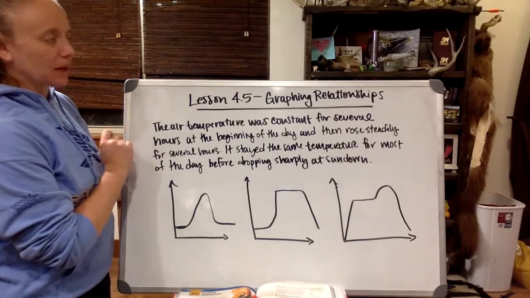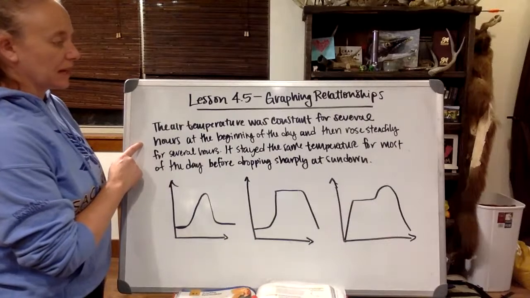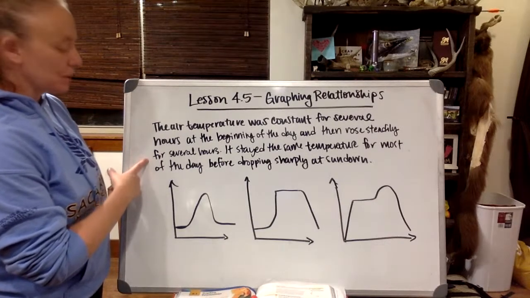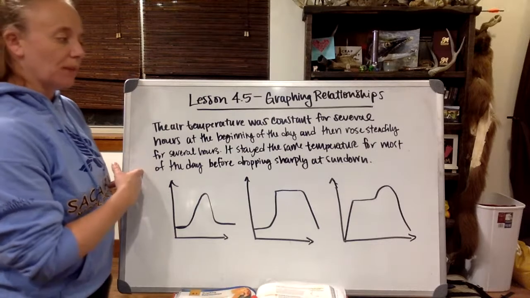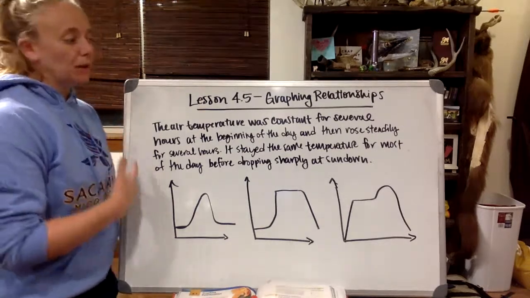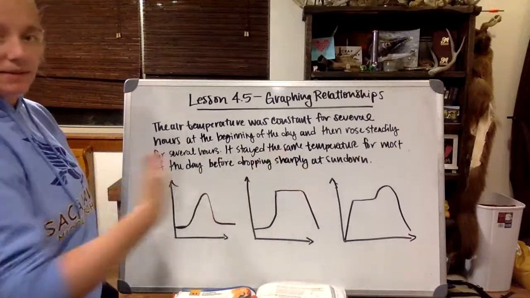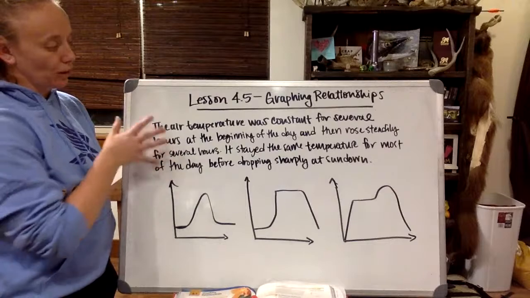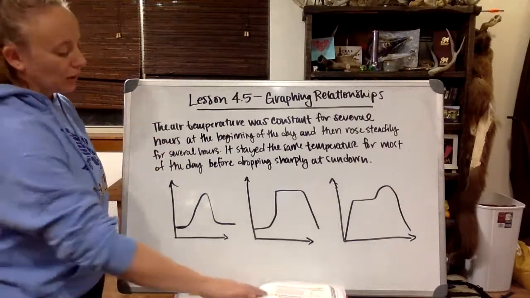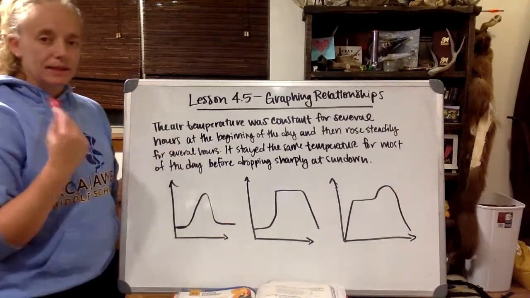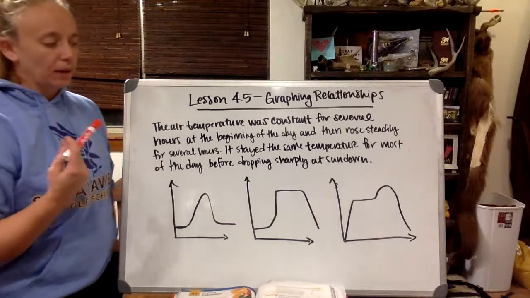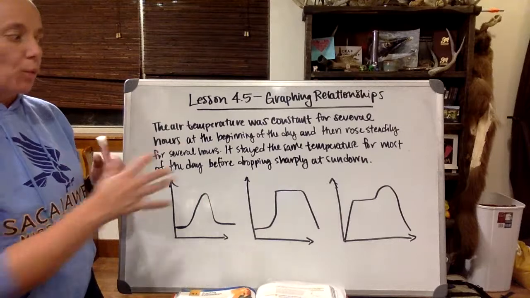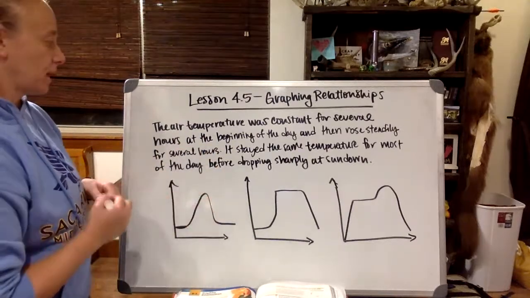The air temperature was constant for several hours at the beginning of the day and then rose steadily for several hours. It stayed the same temperature for most of the day before dropping sharply at sundown. So we now need to look at these three graphs and decide which one really tells the story of this situation. So when I look at this situation, I like to decode it a little bit. So I want you to think about what words in here are going to help you figure out what aspects of the graph to focus on.